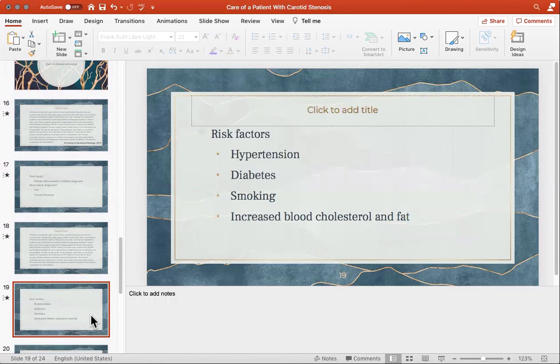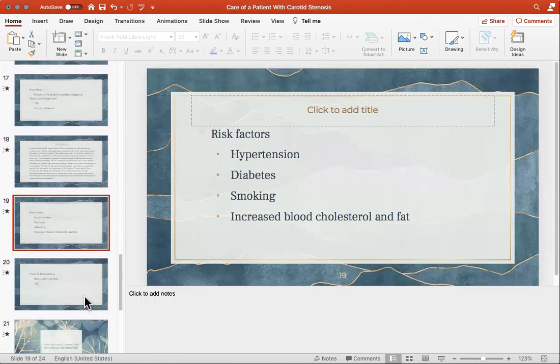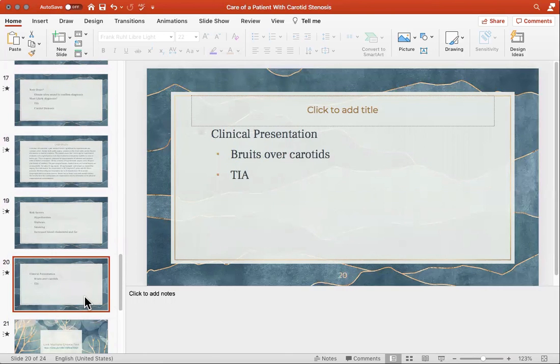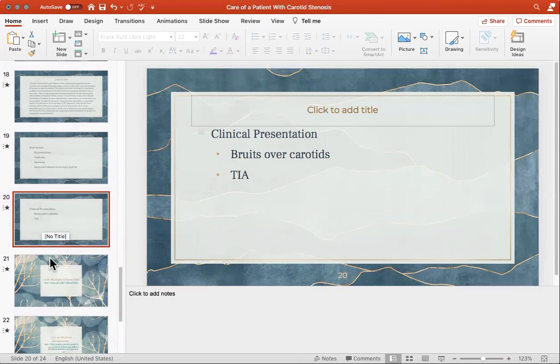All right. So our risk factors for him might be hypertension, diabetes, a smoke history, and then increased blood cholesterol and fat. And as far as the clinical presentation, I had mentioned it earlier, the bruits over the carotids, as well as the TIA symptoms, the unilateral weakness, and so on.